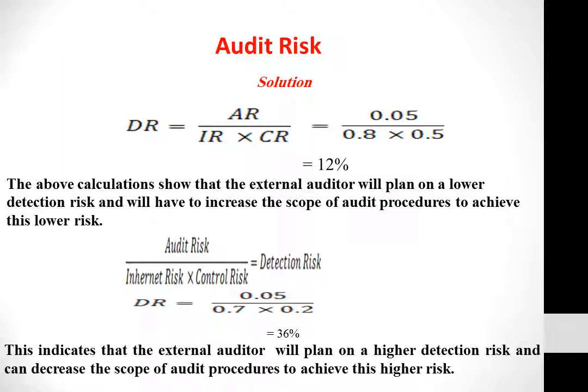This indicates that the external auditor will plan on a higher detection risk and can decrease the scope of audit procedures to achieve this higher risk. So here the detection risk increases, so the auditor will decrease the scope of procedures, since there is an inverse relationship between DR and evidence.